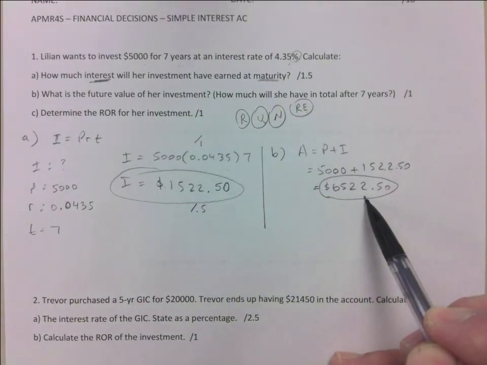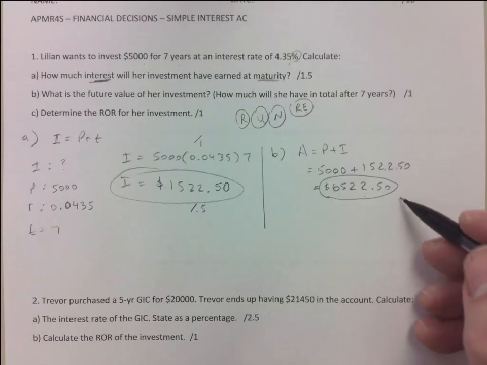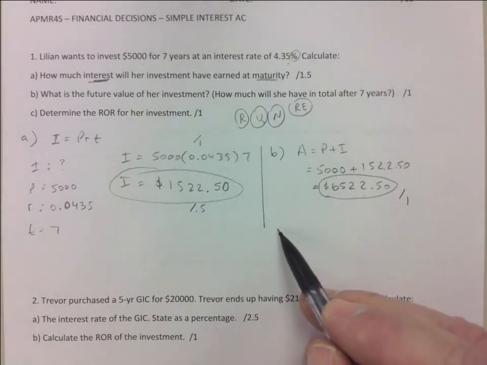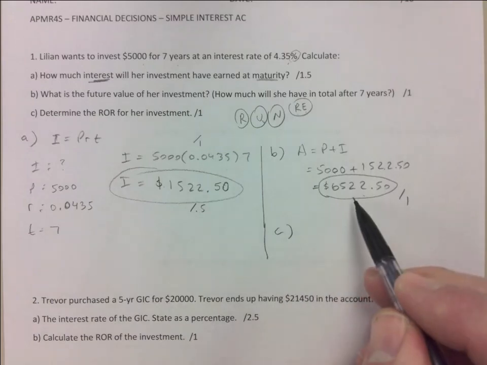What's that? Oh, I thought I was off. I do make mistakes. Yeah, if you get the same answer, did you use a different formula? Yeah, the P(1 plus RT)? Sure, it works. It's the same thing. It's just a little bit more work.